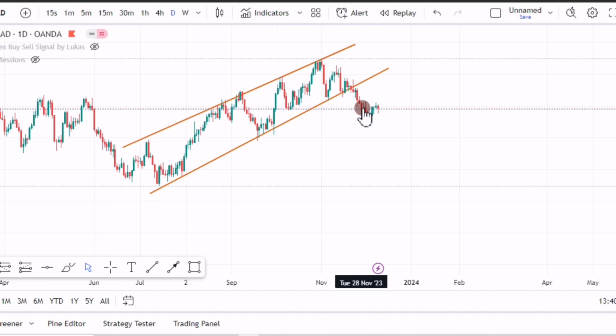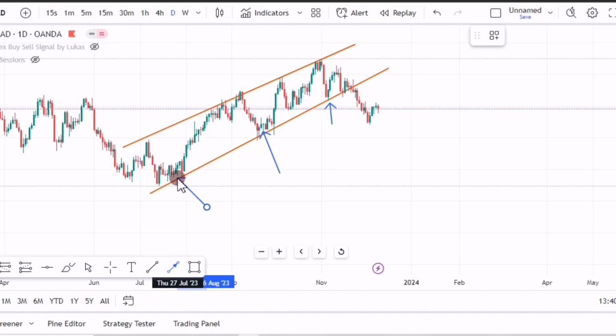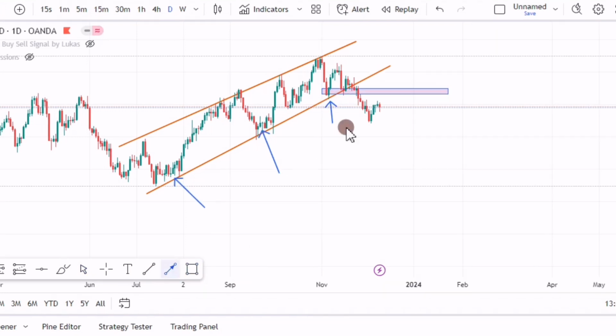Notice that there's this breakout. Okay, you mark the points that are touching the trend line. Okay, you have these areas. So that was the first one. This is where you are supposed to place your first sell trade when price closed below this key level.